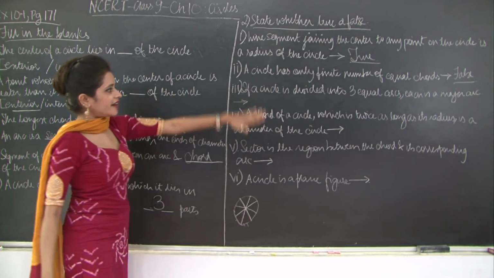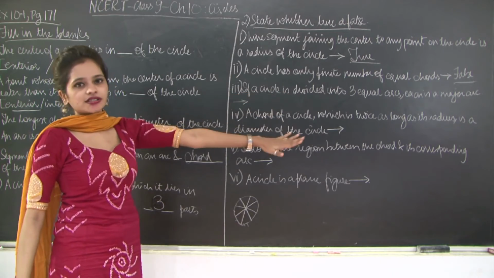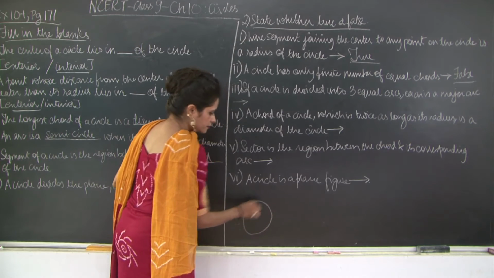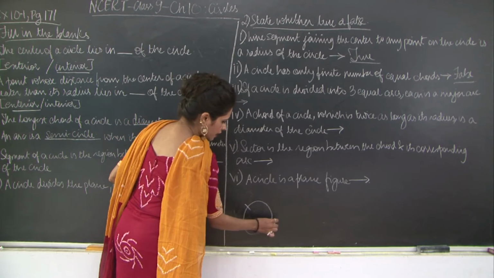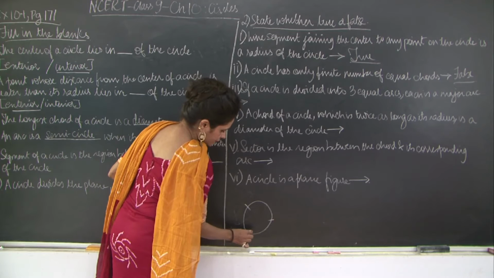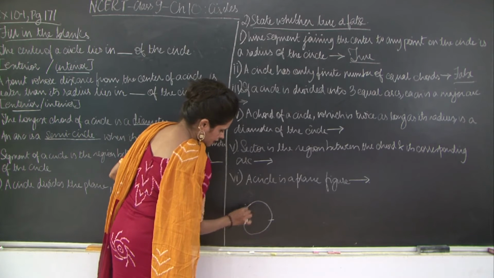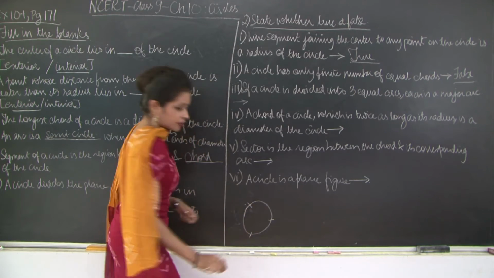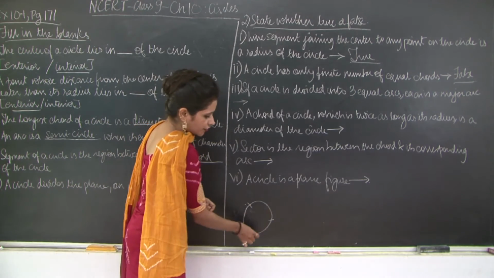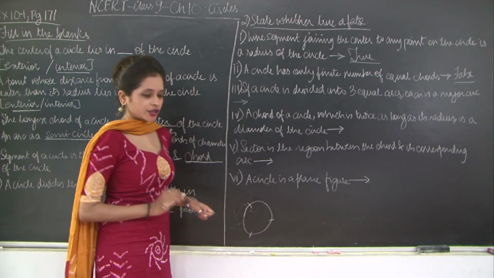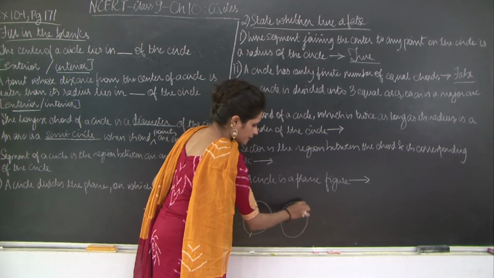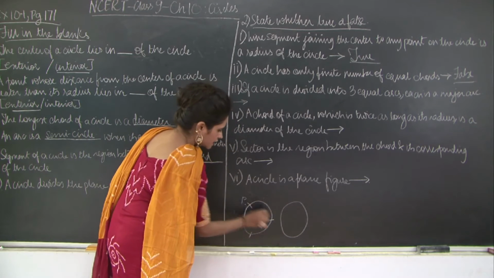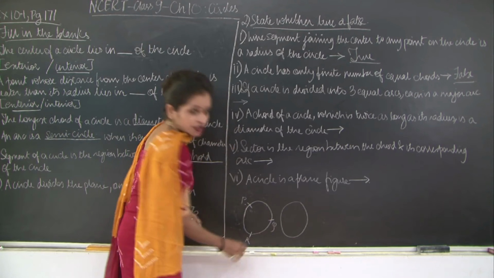Then, a circle is divided into 3 equal arcs, then each is a major arc. So let's see a circle. If I draw a circle and I'm dividing it into 3 equal arcs, so let's say these are my 3 equal arcs. So is each of these arcs a major arc? No, it isn't a major arc because, see, if I take this circle, these are 3 equal arcs. Let's mark this P, Q and R, right?